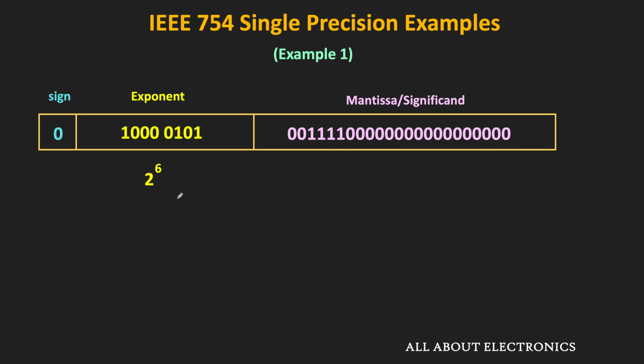Now we know that in the normalized binary form, before this mantissa, there will be a binary point. And the digit before the binary point will always remain 1.